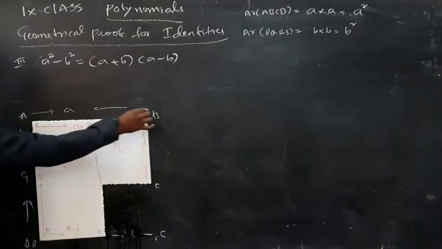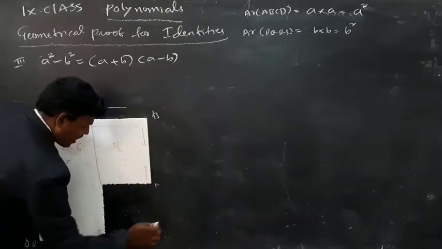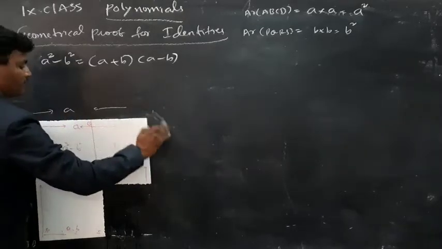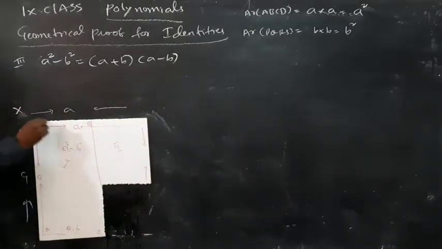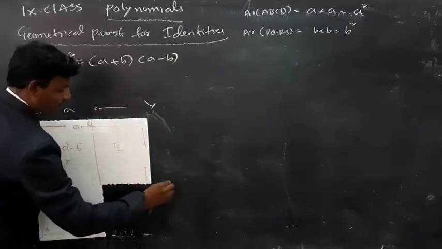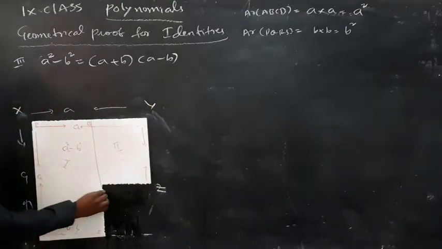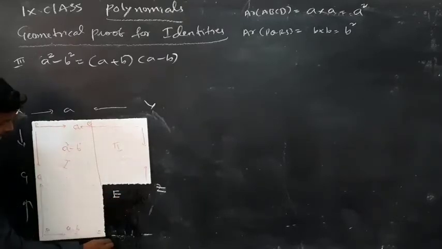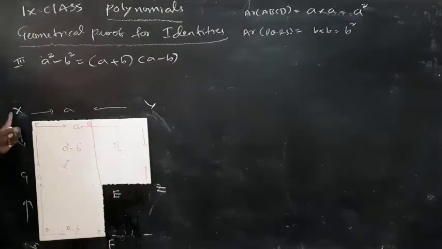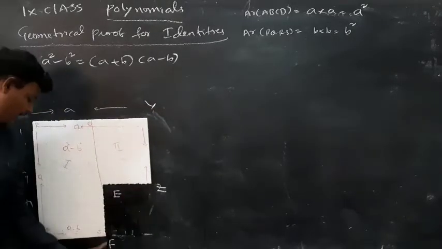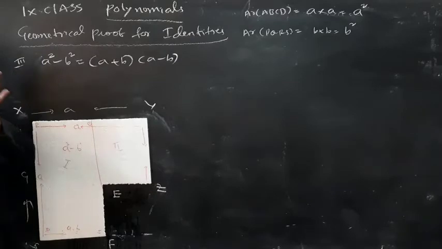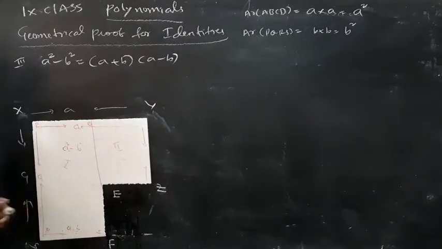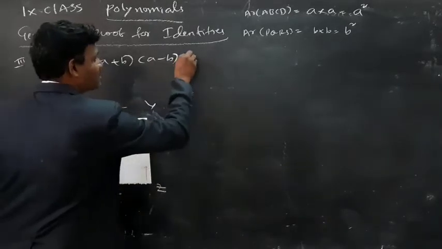I am taking new names for this figure: X, Y, Z, E, F, S. So after removing the b square part, what is the area of the remaining part? A square minus b square. The remaining part may look like this.